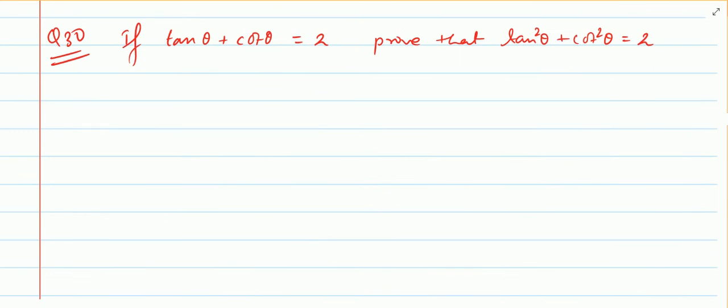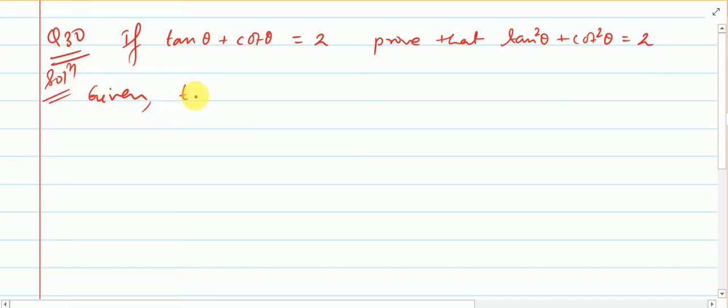Now let us see question number 30. So here it says, if tan theta plus cot theta is equal to 2, prove that tan square theta plus cot square theta is 2. So solution, given tan theta plus cot theta is 2.